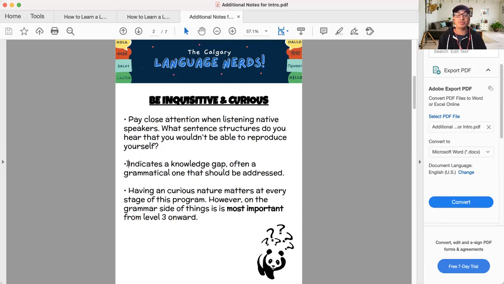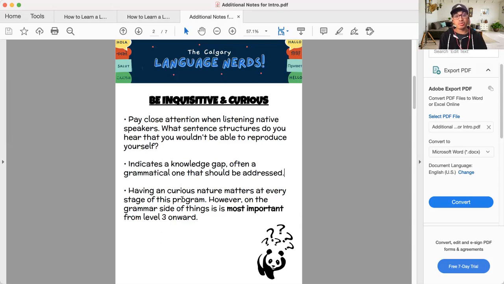Usually, when you're paying close attention and there are things that they said that you would not be able to reproduce, or you don't know why they said it the way they said it, you're like, why did they say it that way? And you don't really know. It indicates a knowledge gap, and often it's a grammatical gap, and it should be addressed. Meaning you should go figure out what is happening here. What's the knowledge gap?